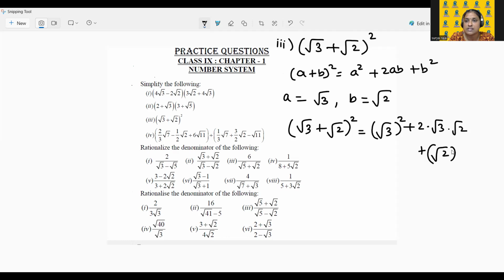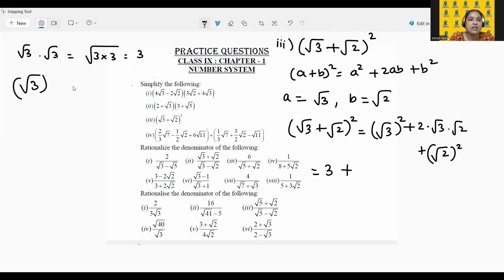Now square root of 3 the whole square would be 3 plus, see, root 3 times root 3 would be root of 3 times 3, which is 3. Likewise, when you have like this, root of 3 times root of 3, which is the same. So that I have written, instead of square root of 3 the whole square, 3 plus 2 times square root of 3 times square root of 2, which would be root of 6 plus 2.